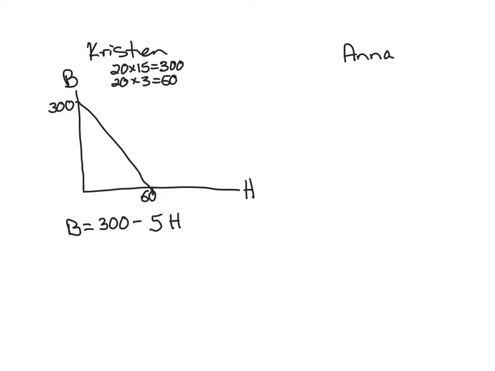So this is the equation describing her production possibility frontier. And this equation is really useful. You can find any point along the production possibility frontier. So let's say you want to know if she produces, let's say, 10 hats, how many bracelets can she still produce? Well, that would be 300 minus 50, or 250 bracelets. So if she were producing 10 hats, she could still produce up to 250 bracelets. Okay. All right, let's erase that for now.